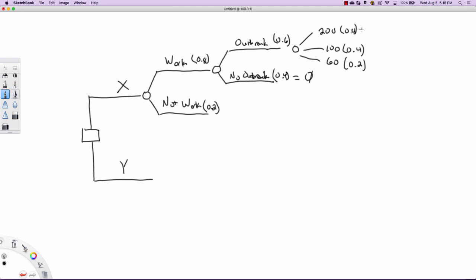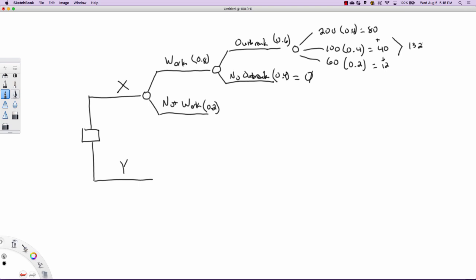So double checking ourselves as we go left to right, let's do some quick math with estimated values. Remember, that's what we're going for. 200 multiplied by 0.4 is 80. 100 times 0.4 is 40. 60 times 0.2 is 12. We're going to add all of these together, and the estimated lives saved is 132. So we've gone all the way to the right.